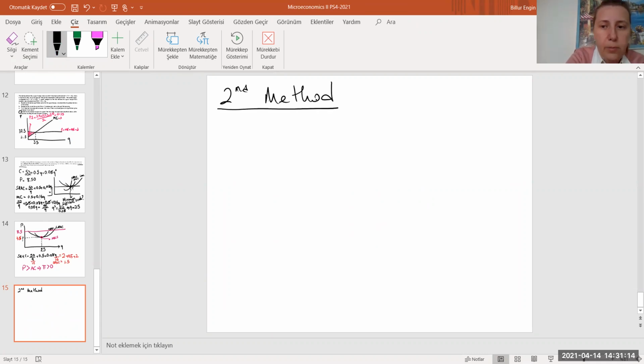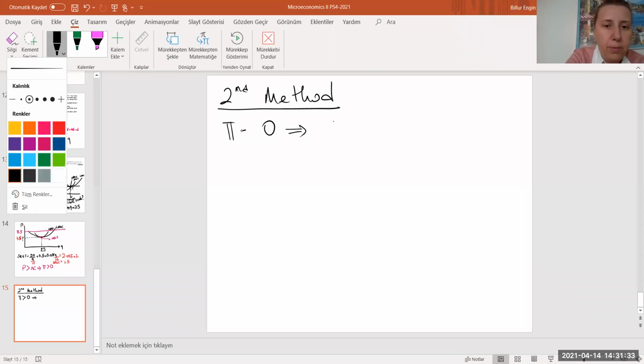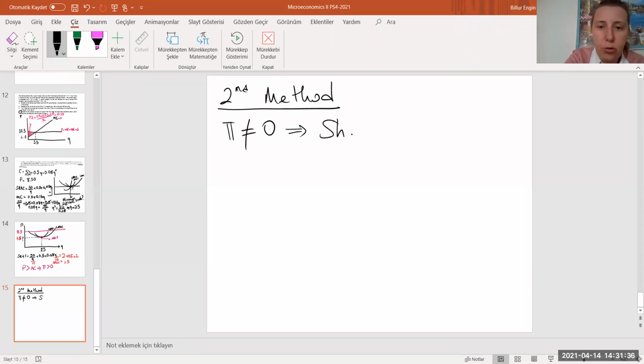Second method to solve this question, you can also check if the profit level is positive or not. If the profit level is different than 0, then it is short run. If the profit level is 0, then you can think that it's a long run equilibrium.